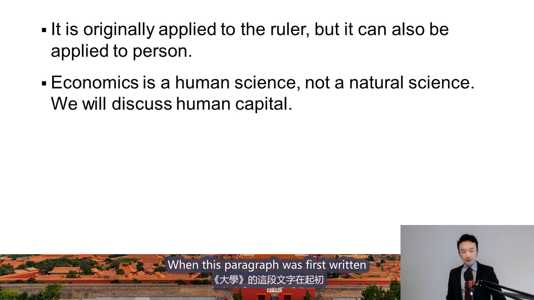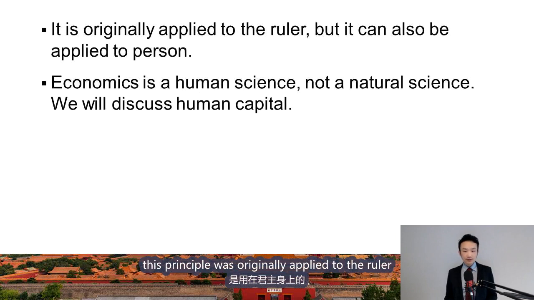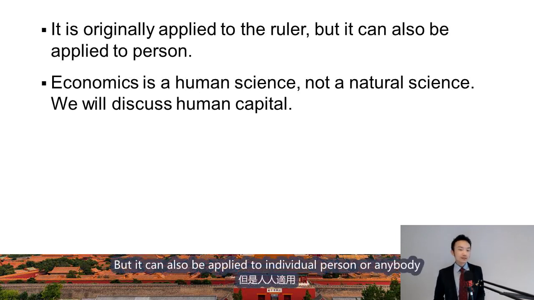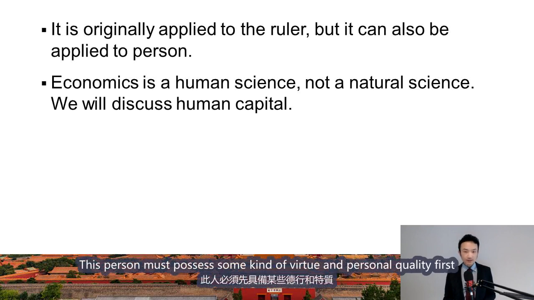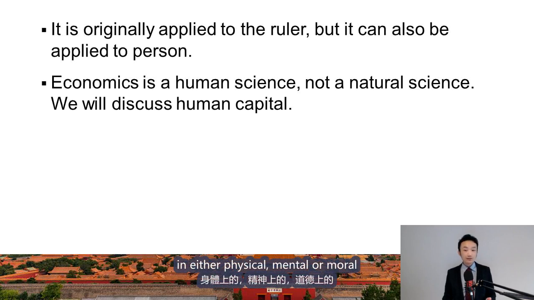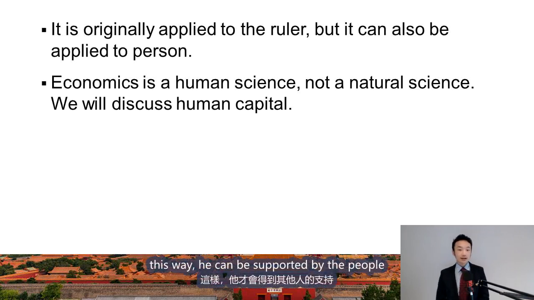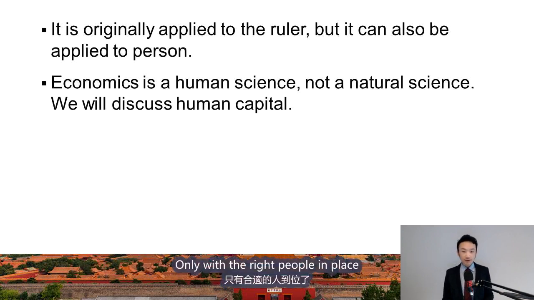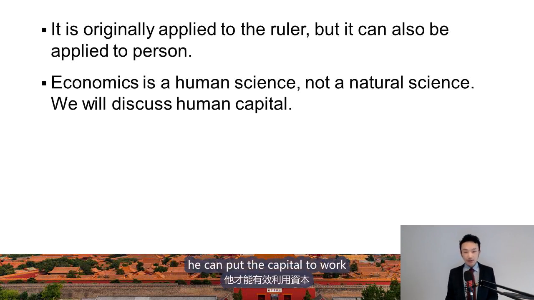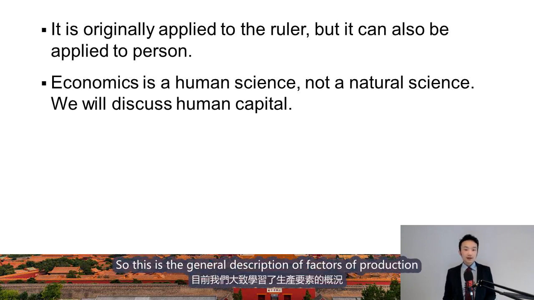Well, when this paragraph was first written, this principle was originally applied to the ruler, but it can also be applied to an individual person, or anybody. Taking a businessman as an example. This person must possess some kind of virtue and personal quality first, either physical, mental, or moral. And this way, he can be supported by the people, such as employees, business partners, or financial providers and investors. So only with the right people in place, he can put the capital to work. So this is the general description of factors of production.